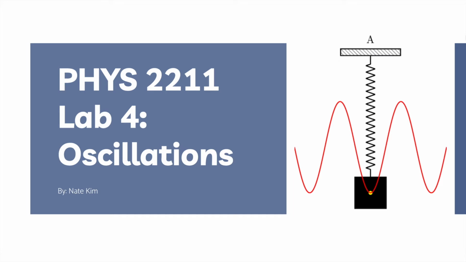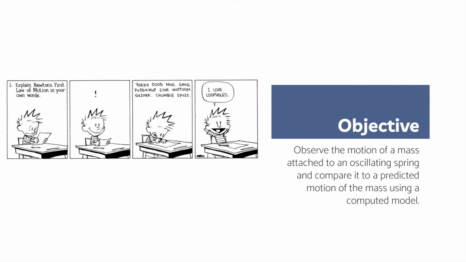This is Lab 4 in Physics 2211 on oscillations. The objective of this lab is to observe the motion of a mass attached to an oscillating spring and compare it to a predicted motion of the mass using a computed model.